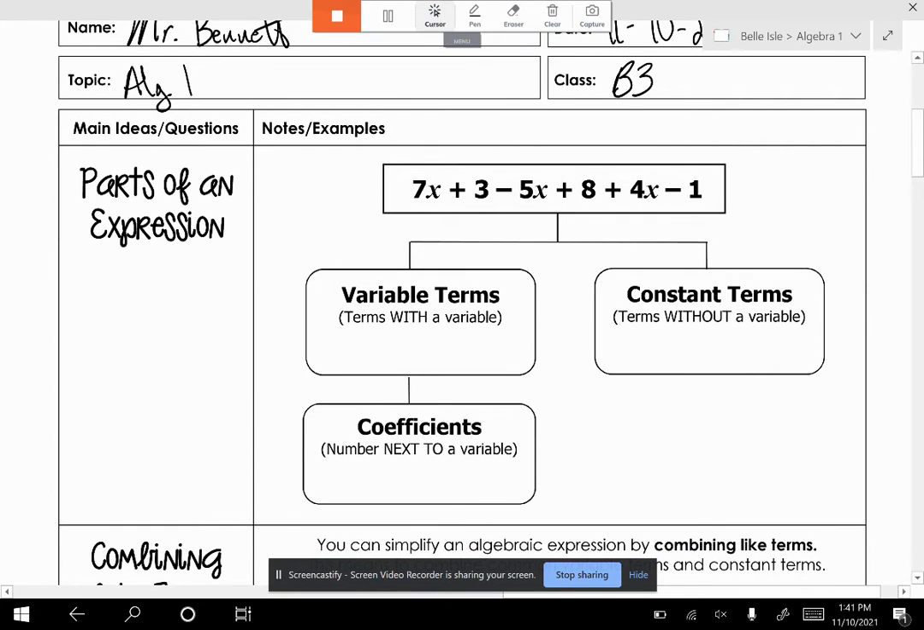Sort them into the boxes. Yeah, so we have the expression 7x plus 3 minus 5x plus 8 plus 4x minus 1. You're going to sort out all the different pieces of that. So there's variable terms in there and there's constants. So that's what I want you to sort.